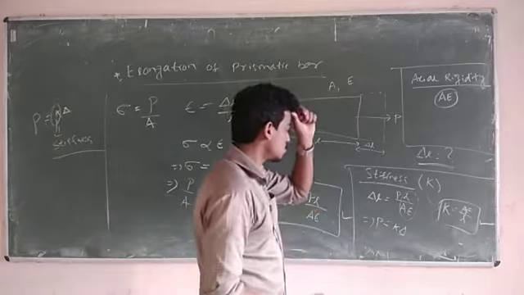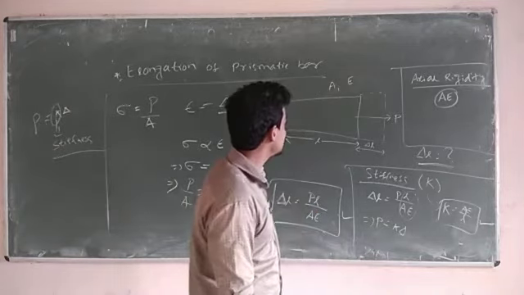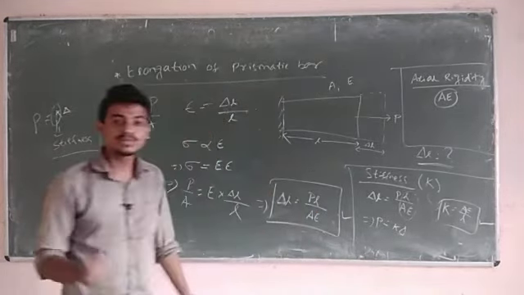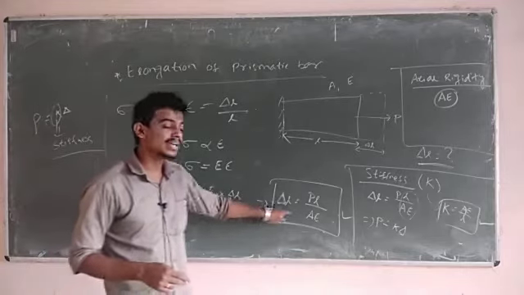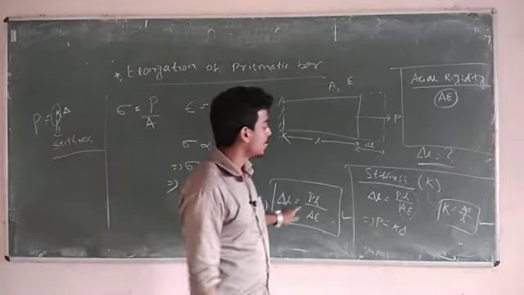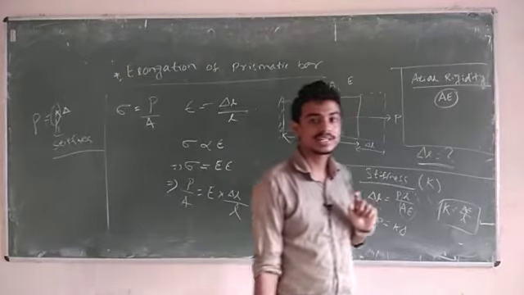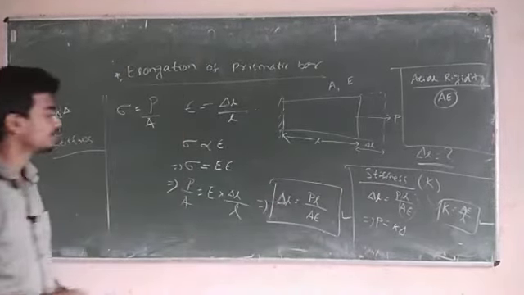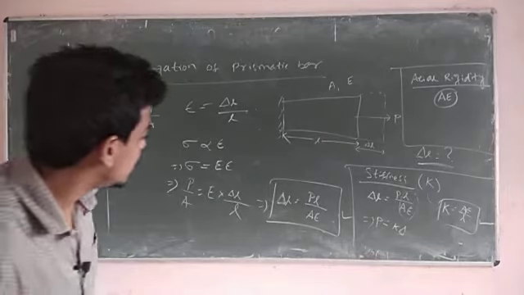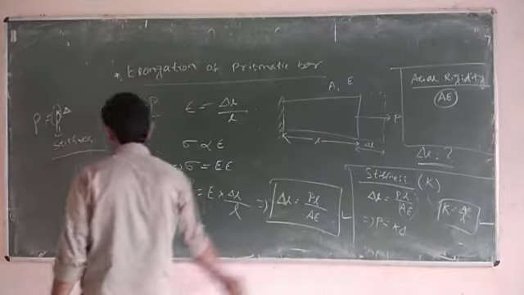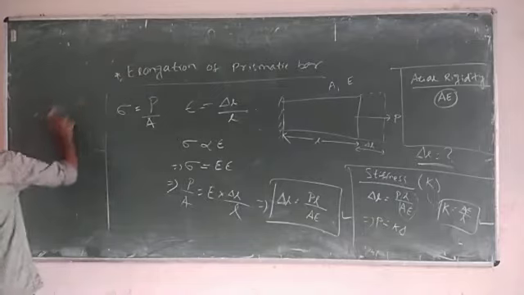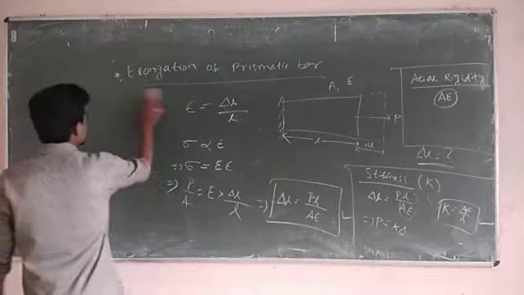Okay, so in this slide you have studied the elongation of a prismatic bar, that is PL by AE, and our stiffness term and axial rigidity. Hope it is clear to everyone. Next, remember this formula. This will be most useful.